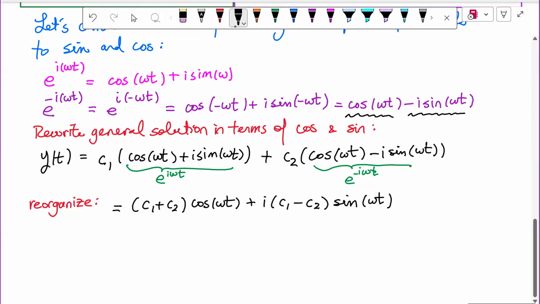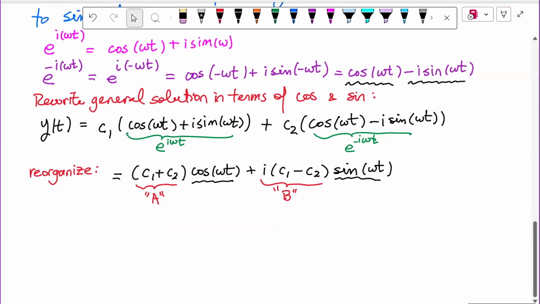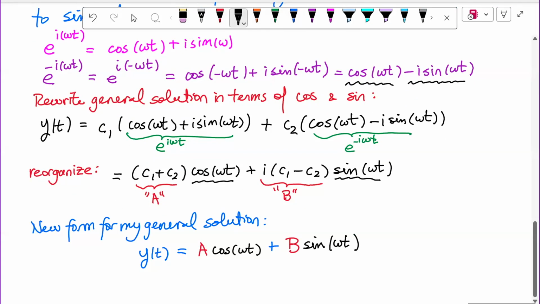I am collecting all the cosine terms and all the sine terms, which gives me a new coefficient in front of cosine, which I will call A, and a new coefficient in front of sine, which I will call B. So I am renaming the constants. Now I can write my general solution in the following form. y of t now looks like a linear combination of cosine omega t with sine omega t.